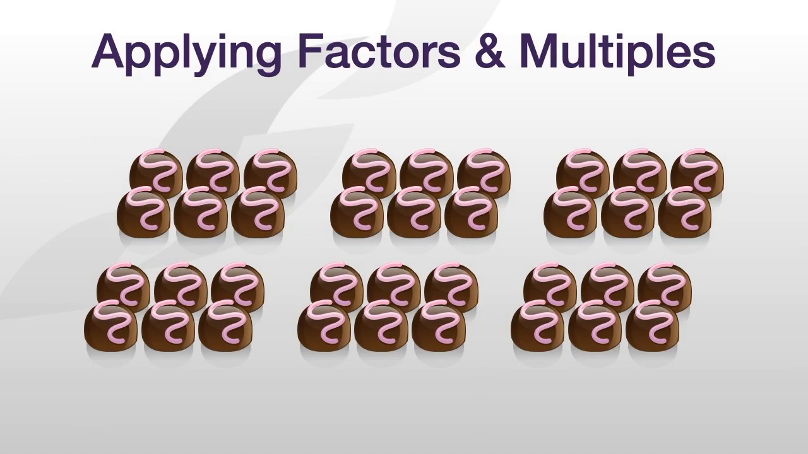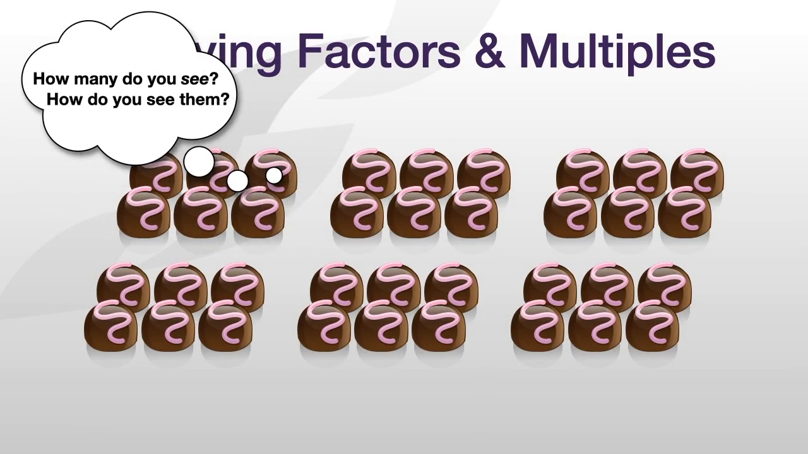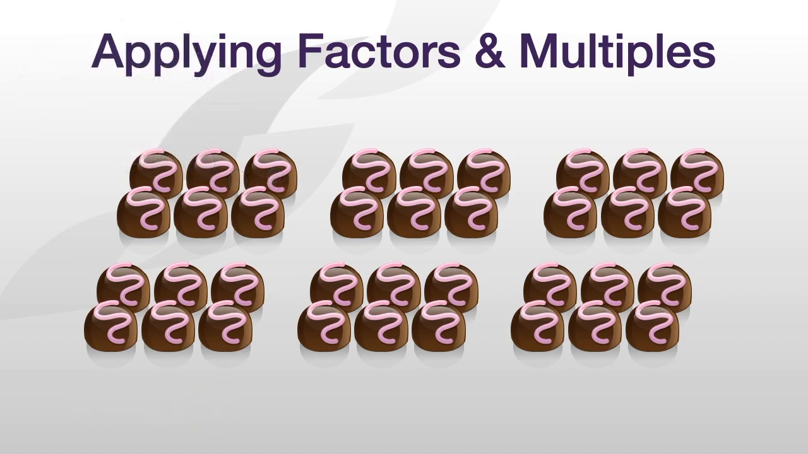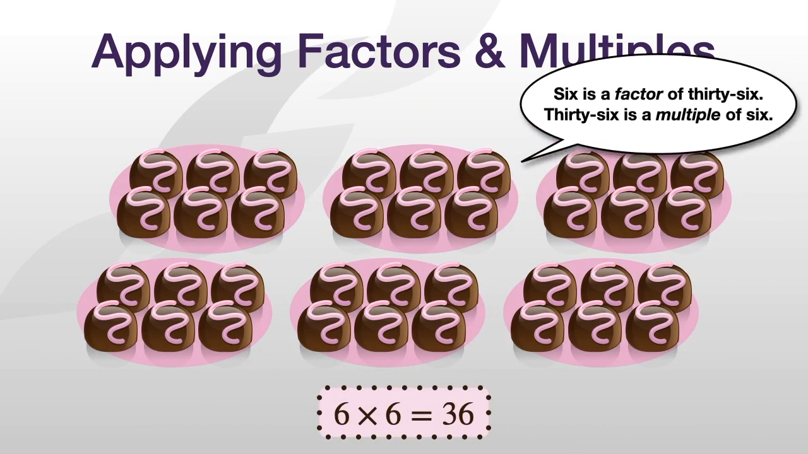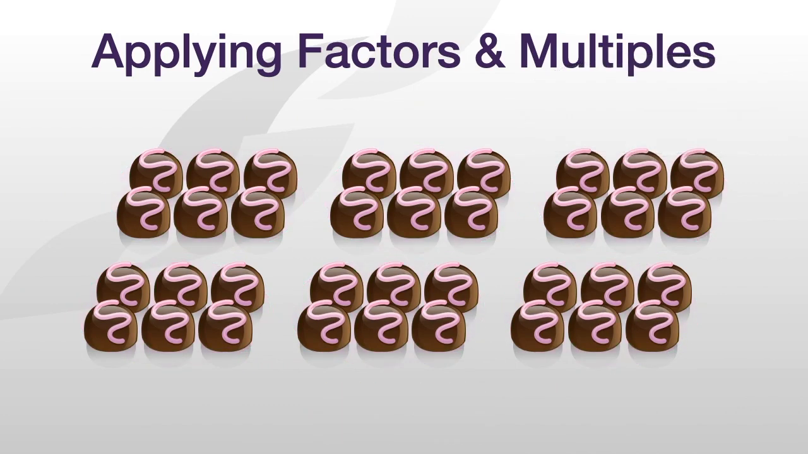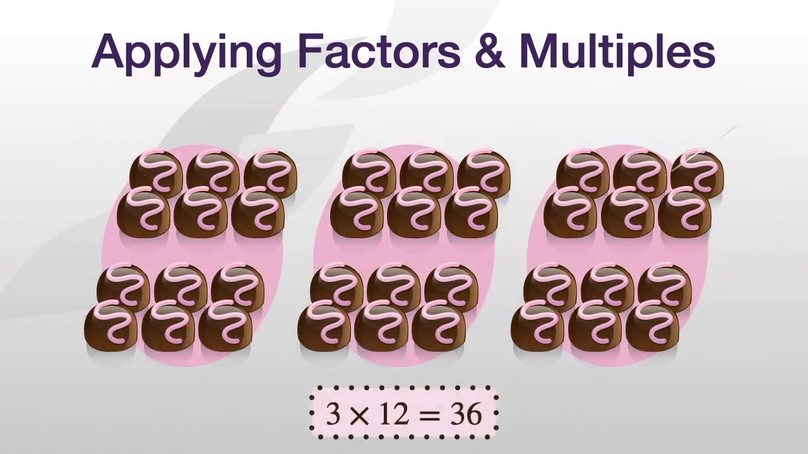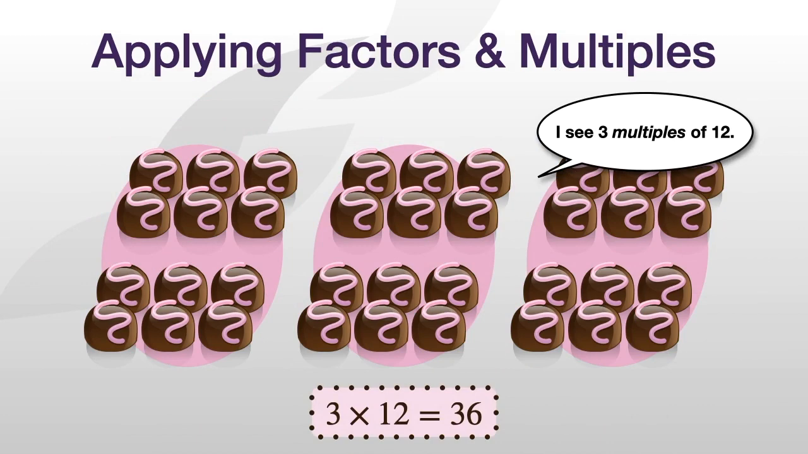How many chocolate candies do you see? Use mathematical language to describe how you see them. You might have seen 6 groups of 6. We can say that 6 is a factor of 36. Or 36 is a multiple of 6. Or you might have seen 3 groups of 12. We can say 3 multiples of 12 make 36.